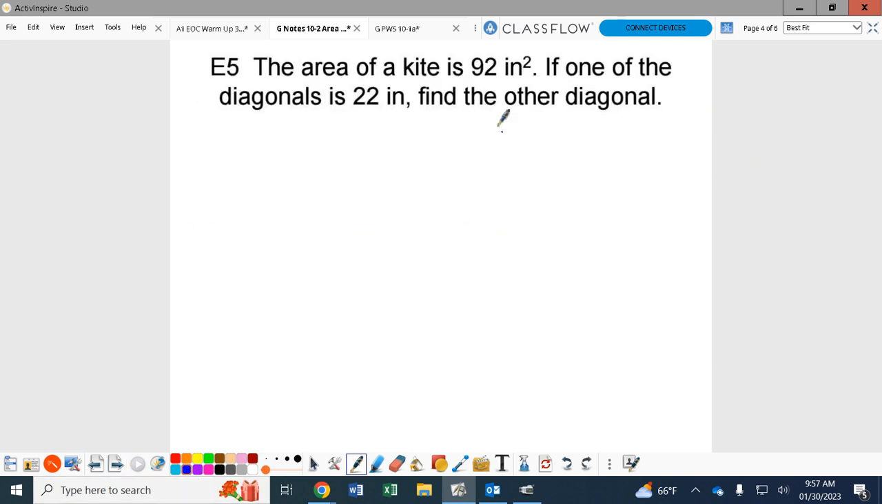Okay, this is a backwards problem. It says the area of a kite is this. So before you do anything, write the formula for the area of a kite. Area equals 1/2 times diagonal 1 times diagonal 2. The very first thing you do when you're working backwards is write the formula.